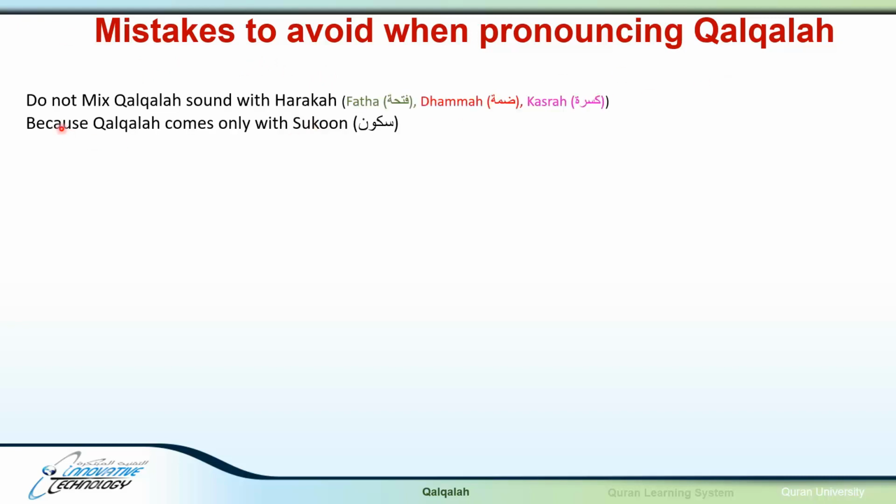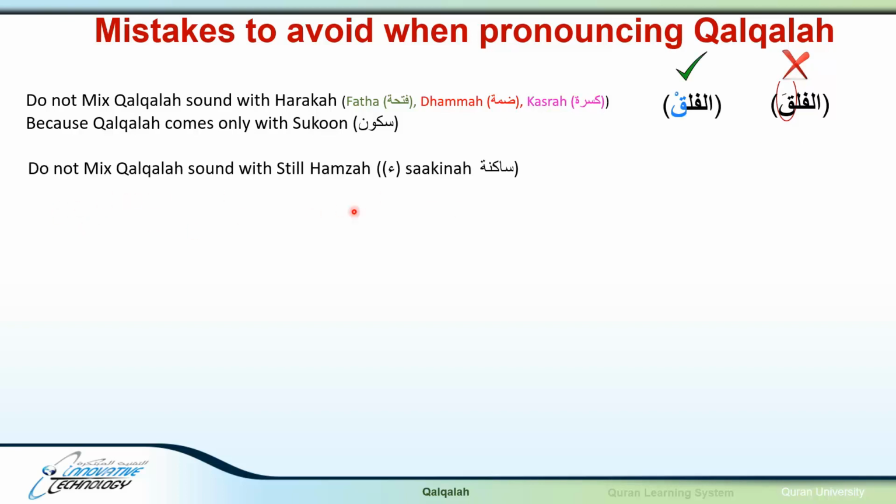First, do not mix qalqalah sound with haraka. As we said, qalqalah always comes with sukun, so it shouldn't be with a fatha or dhamma or kasra. So we don't say al-falaqa, falaqa. We say al-falaq. The second mistake is that some people add a hamza sakina after the qalqalah. You shouldn't do that. So we shouldn't say hatab. And the proper way of pronouncing it is hatab.